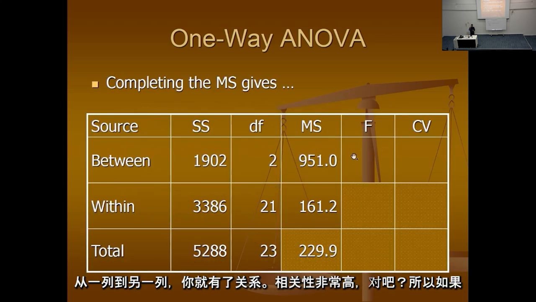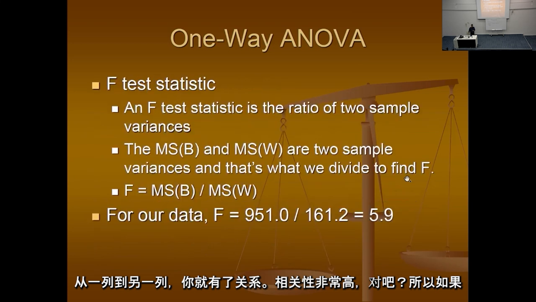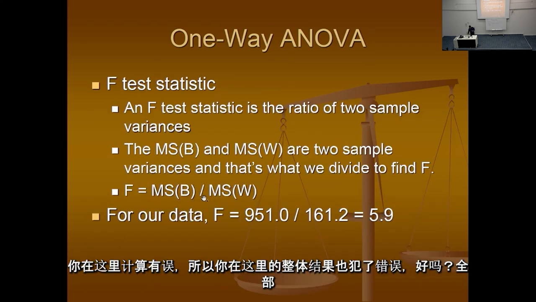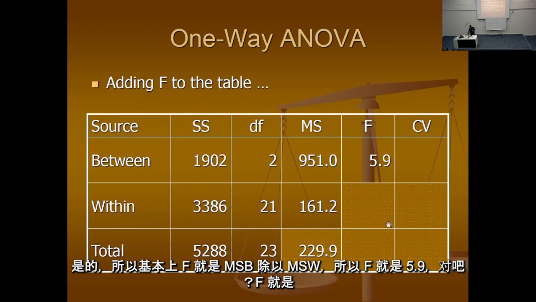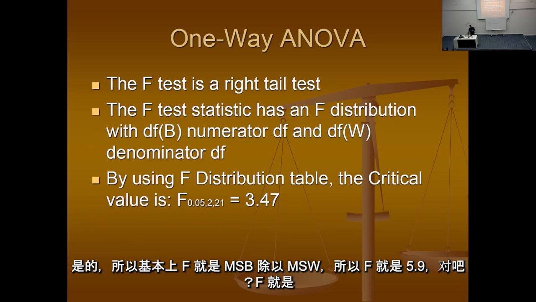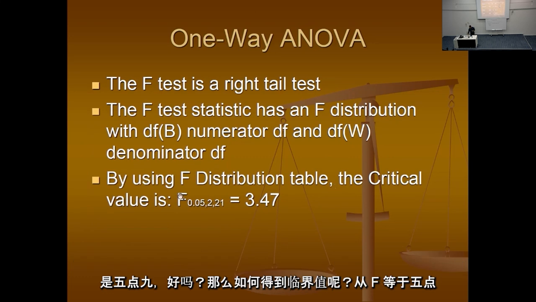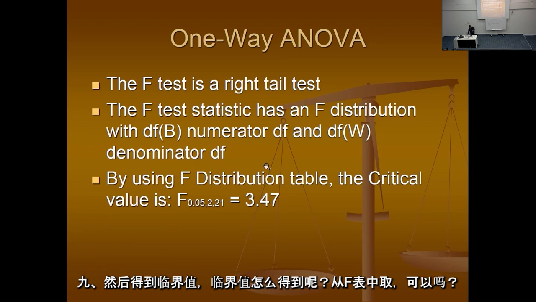So from one column to another column, you have the relation. The correlation is very high, so if you make a mistake in the calculation here, you make a mistake for the overall result. Basically F will be MSB divided by MSW, so F will be 5.9. So how to get the critical value from F equal to 5.9?